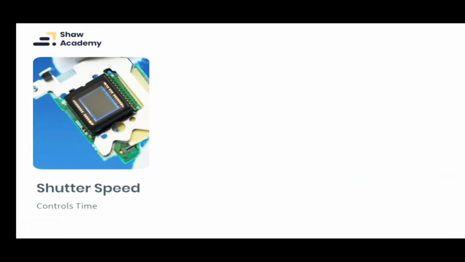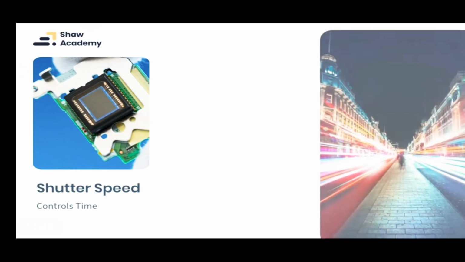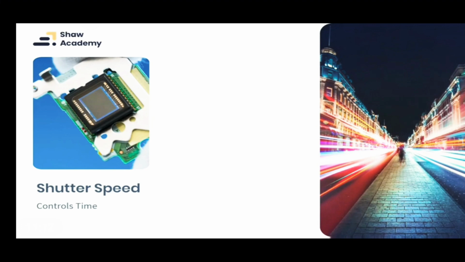So moving on then, our second component is our shutter speed, and this controls time. This controls the duration of time that the light hits the image sensor. And this will also control motion in our photographs too, so we can get these really spectacular shots like these light trails here. So it determines how long the sensor is exposed to light.